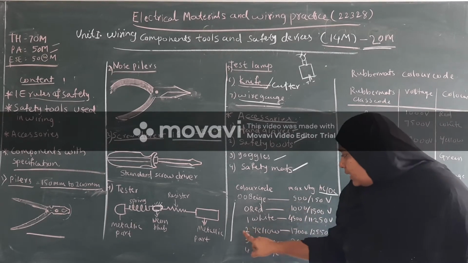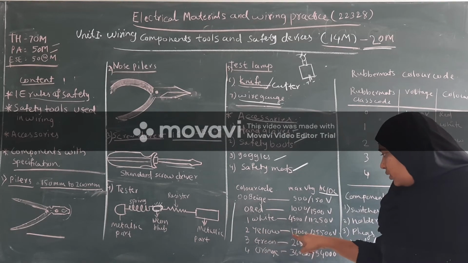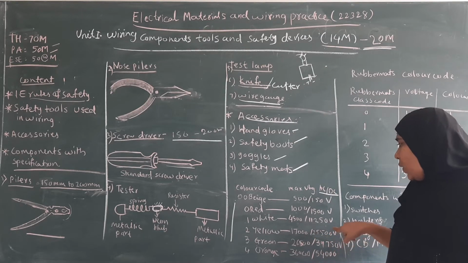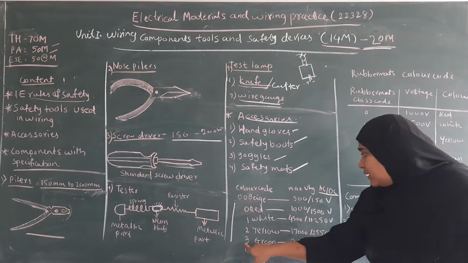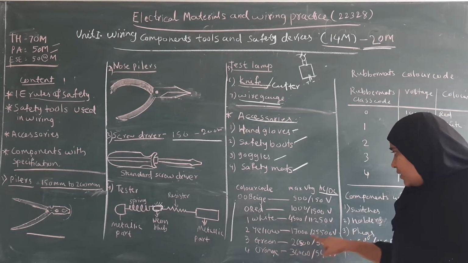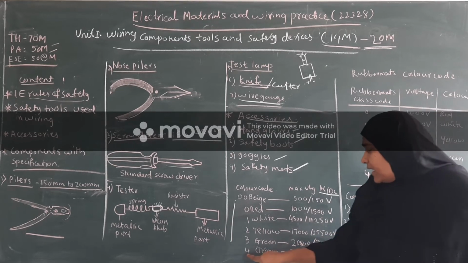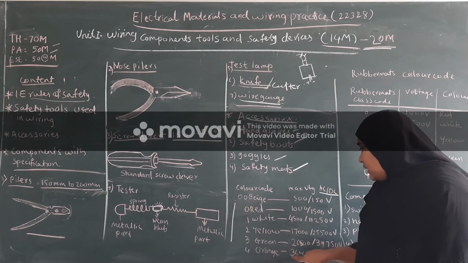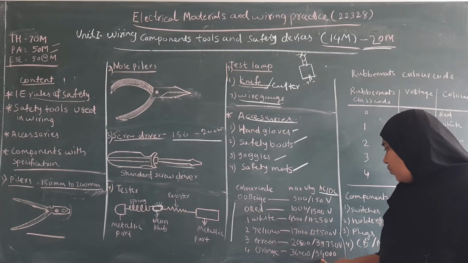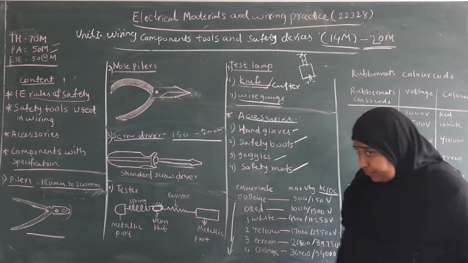Next, similarly, 2 yellow means 17,000 AC and 25,500 volt DC. Next is 3 green, which means 26,500 AC voltage and 39,750 volt DC voltage. Next one is 4 orange, which means 36,000 AC voltage and 54,000 DC voltage. All these are the color codes of the hand gloves.